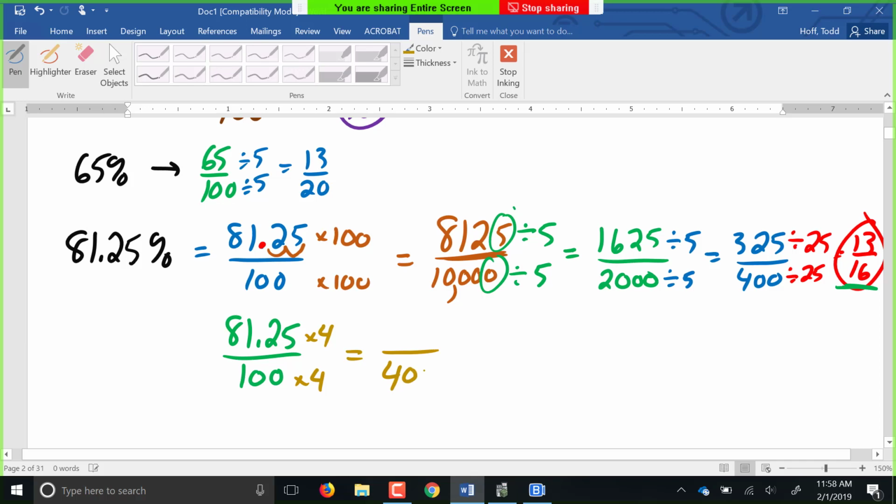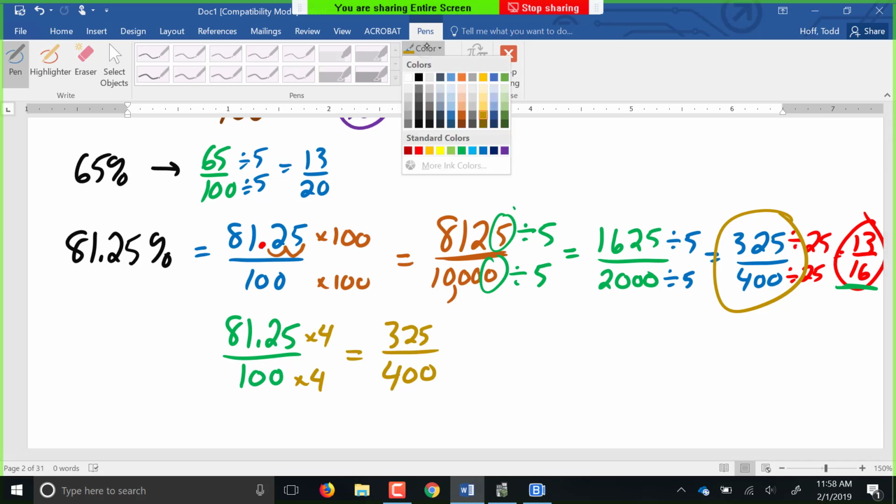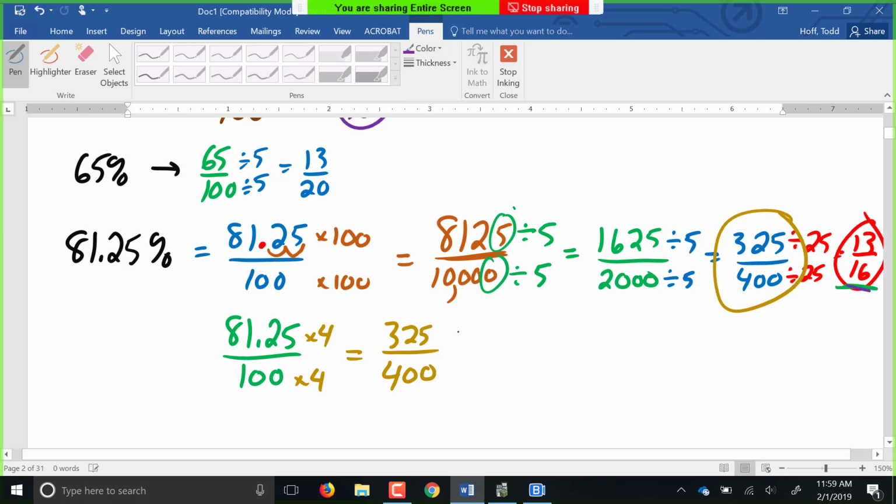100 times 4 is 400. 81.25 times 4 is 325. Notice that skips us ahead a couple of steps in the reduction. And it will still, of course, reduce to 13/16. So if you notice that you can multiply by the 4 and get rid of the decimals, that does definitely shorten it. If you don't see that, however, you can always just go by the number of decimal places. 2 decimal places, you multiply by 100.